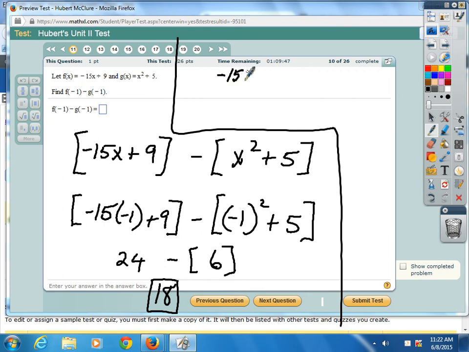Negative 15x plus 9 minus x squared plus 5, and x is equal to what? 1. That's what you did back in pre-algebra. Oh yeah, it's too hard. Way too hard. I quit. I'm being sarcastic about that. Good. I quit. There you go.